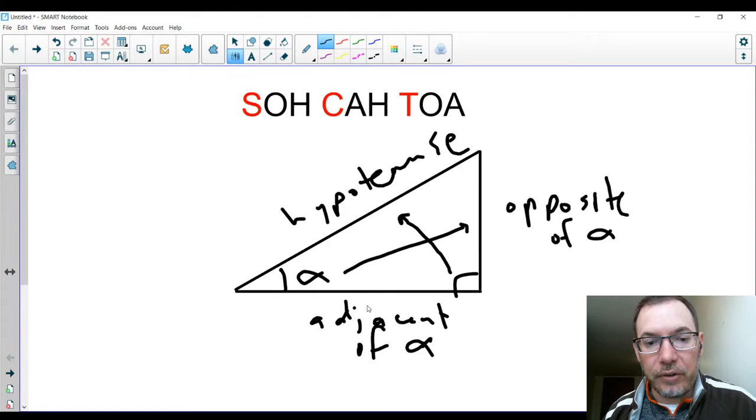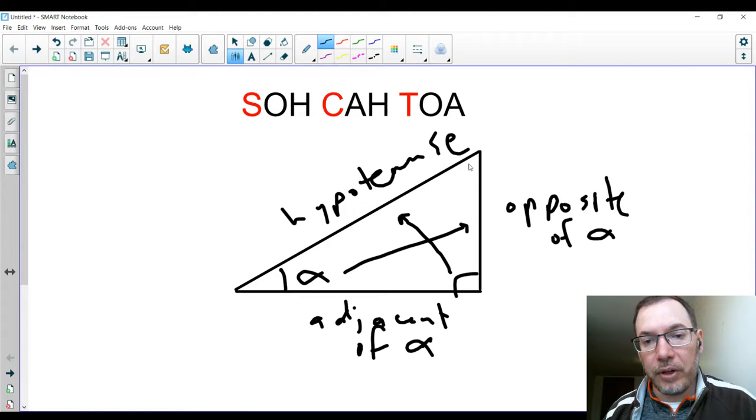And then we get to the tangent. Tangent is the length of the opposite side over the length of the adjacent side. And we see all of these used in different places. If we think back to where we were using these, we were using them to find lengths of sides of the triangle given the hypotenuse.